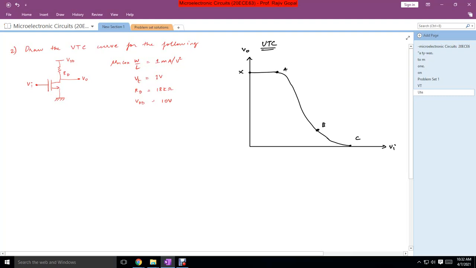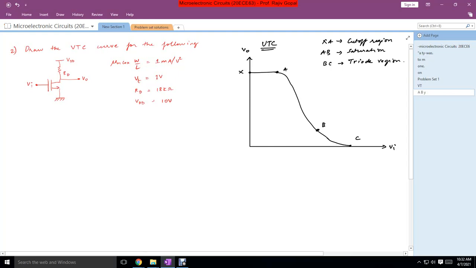Remember, if you go back, XA is actually cutoff region, AB is actually saturation, BC is actually triode region. This we have already seen.